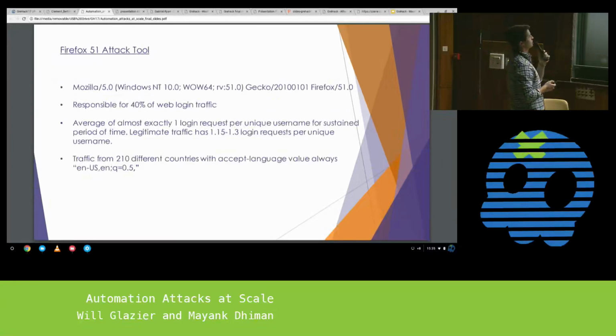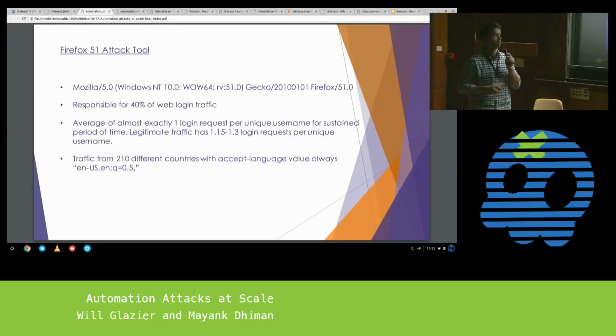Here's another attack tool. This one was responsible for a massive volume of their web login traffic. I don't know why I have this in the API section, but the traffic came from over 210 different countries with the same accept language value, no matter where it came from, which is obviously suspect when you look at that traffic as a whole.